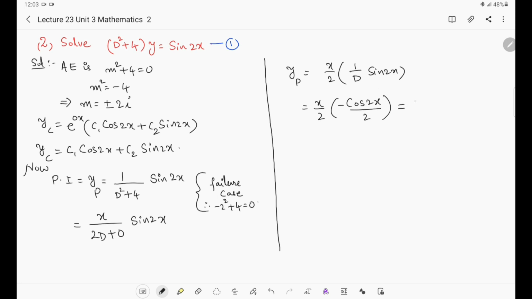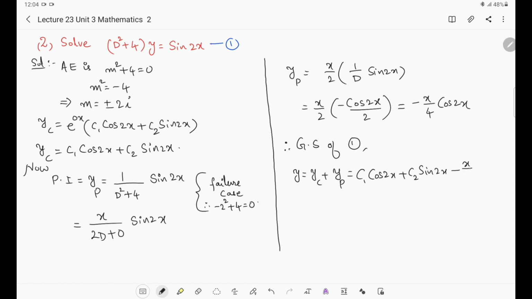Therefore, what will be the particular integral? The final particular integral will be minus x by 4 cos 2x. Right, this is the particular integral. Then what will be the general solution of equation 1? y equals yc plus yp. yc is c1 cos 2x plus c2 sin 2x, and yp is minus x by 4 cos 2x. So this is the general solution of the given equation, D square plus 4 into y equals sin 2x.